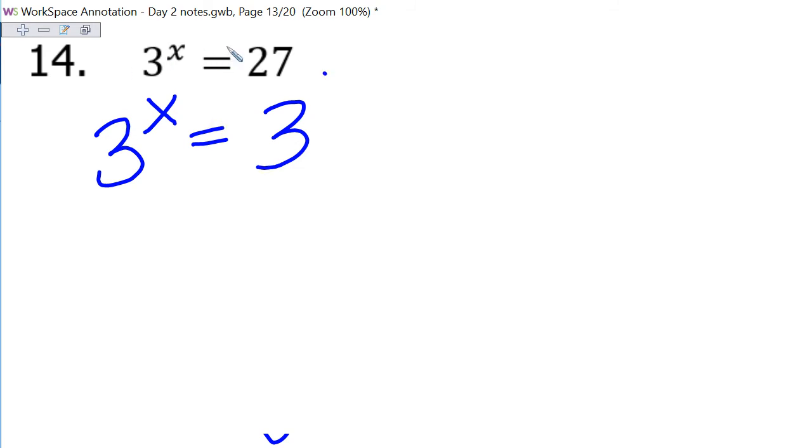So if the bases are equal, what does that tell me about the exponents? They're equal. So what's my answer? X equals 3.